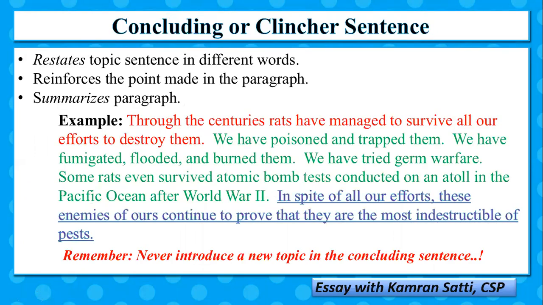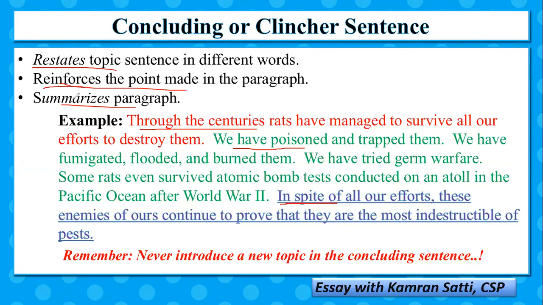Here the concluding sentence is restating the topic sentence in different words. It reinforces the main point made in the paragraph, and it summarizes the paragraph. Here, the line in red is basically the topic sentence as discussed earlier. The lines in green are the supporting sentences, and lastly, the lines highlighted in blue and underlined is the concluding sentence. Just read it once again. So presuming that you have read this, now this concluding or clincher sentence is basically restating the topic sentence.